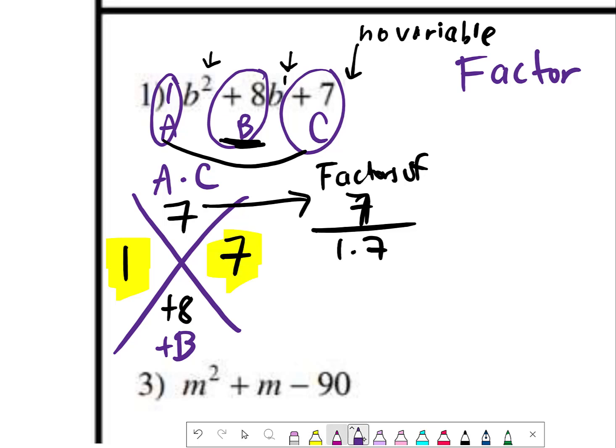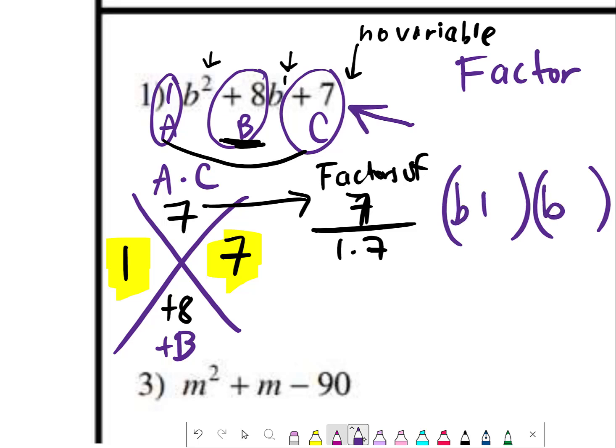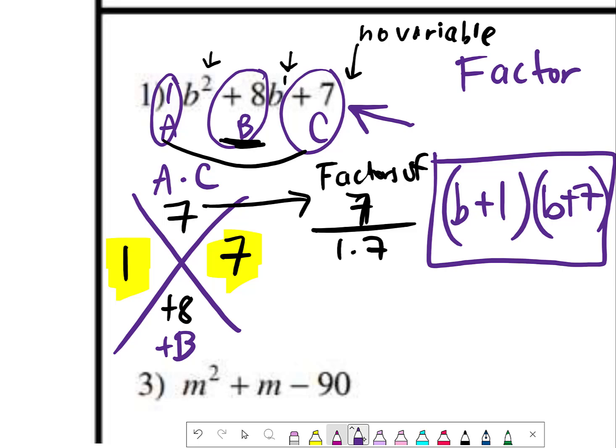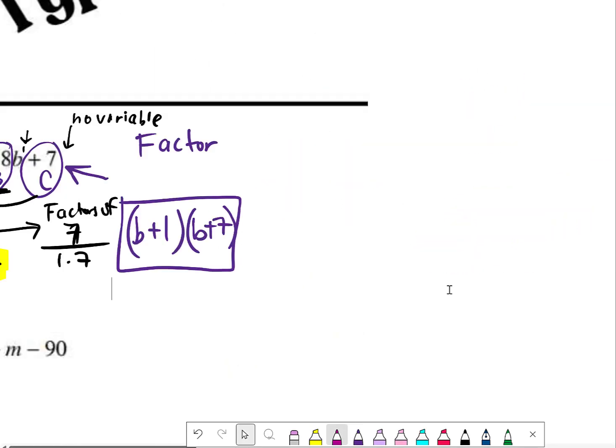So all you have to do for your answer is put 2 sets of parentheses. And because we're using the variable b, if you look up here, that's what I'm going to use here. So it's going to be b plus 1 and b plus 7. Okay, and I factored. That's all you have to do. So let me try another example for you.